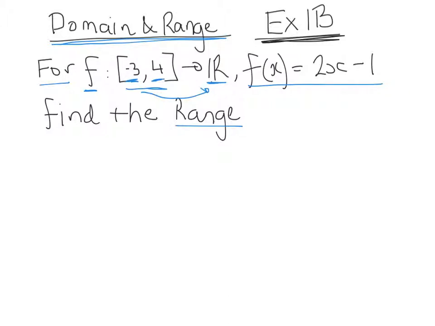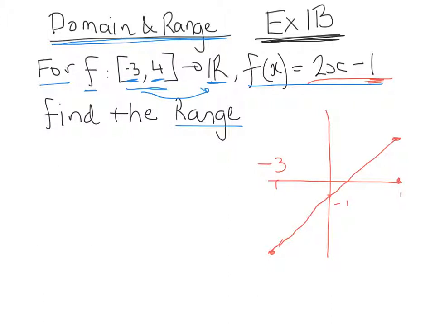Now you might recognize this graph. This graph is a linear graph. Now if I just draw it a bit here, let's see, the y-intercept will be at -1, and my graph is linear, so it goes in a straight line. Now it exists between two values. It exists between -3 down here and 4 up here.